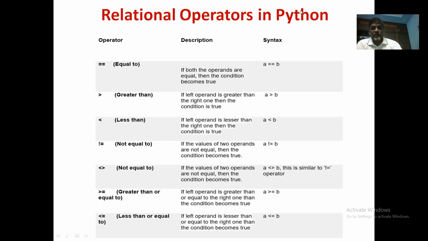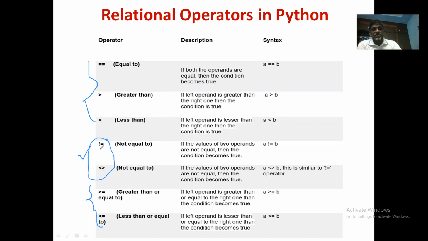Okay, so now let us see what is the meaning of these operators and how they can be used in our Python programs. Okay, so there are a total of six relational operators in Python. Even though it is given as 7, actually these two are same. So this not equals to. There are two ways to write the not equals to. Therefore, I count these two as a single operator, and 3 plus 1 plus 2. Total of 6 operators in Python.